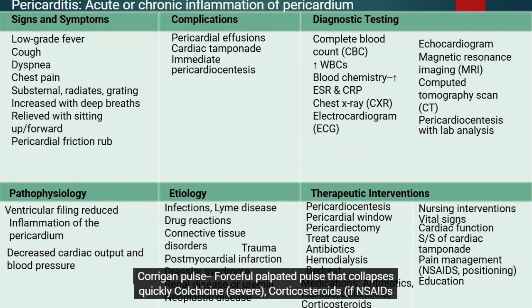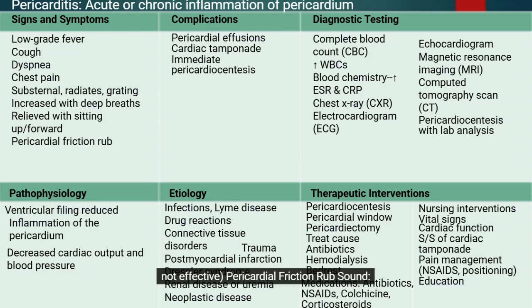Corrigan pulse, forceful palpated pulse that collapses quickly, colchicine, severe. Corticosteroids, if NSAID is not effective.